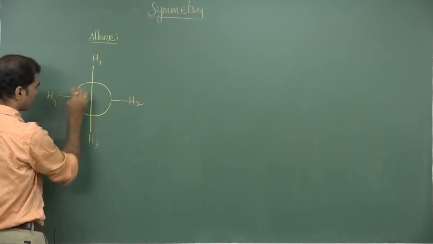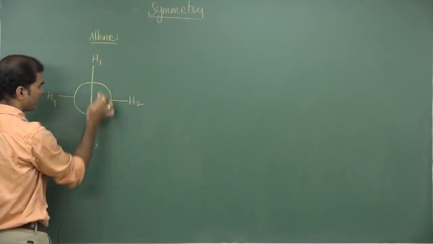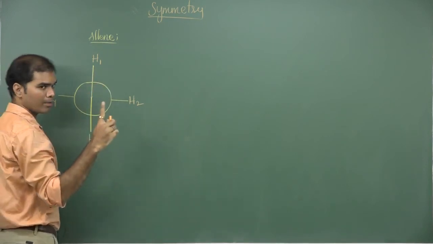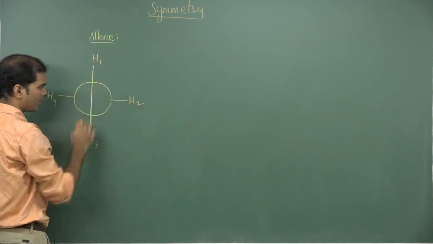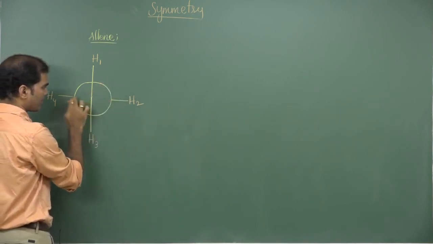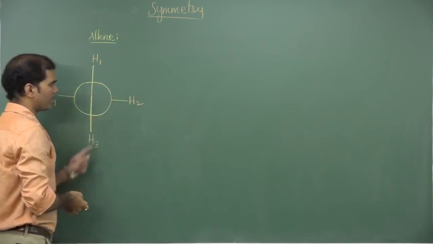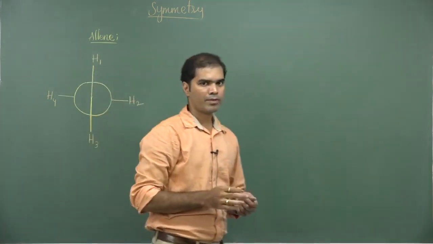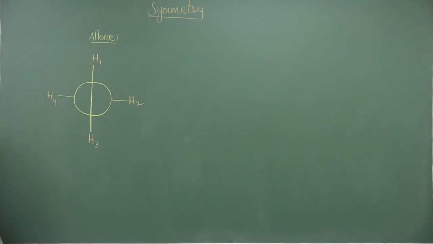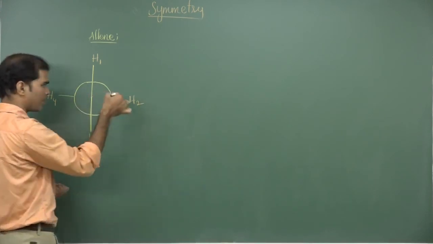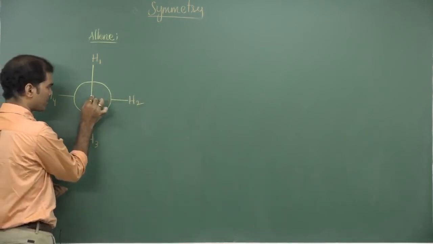For convenience, I am just writing them in a clockwise manner. 1 and 3 are on the carbon which is towards you, 2 and 4 are on the carbon which is away from you. So I did not extend this line. In this case, first of all, we have to identify where the principal axis is present. That principal axis is pointing towards you.